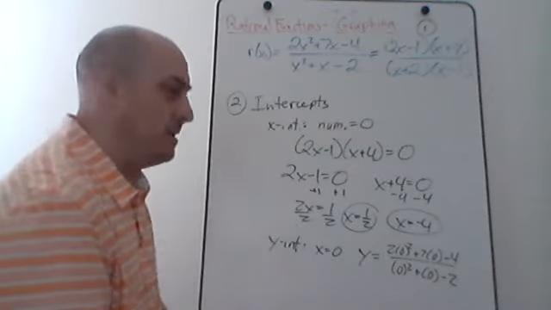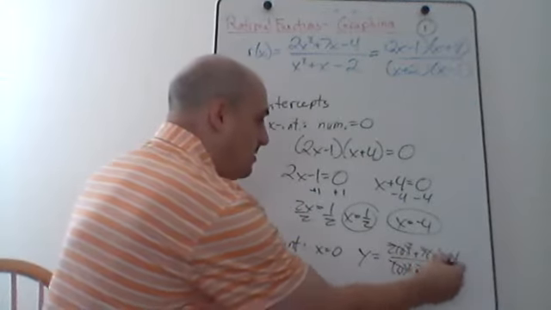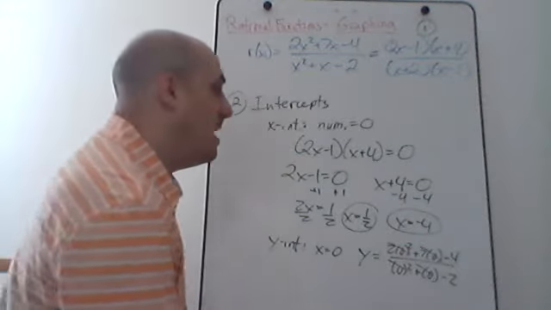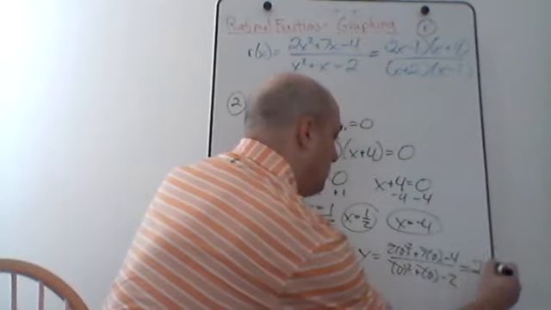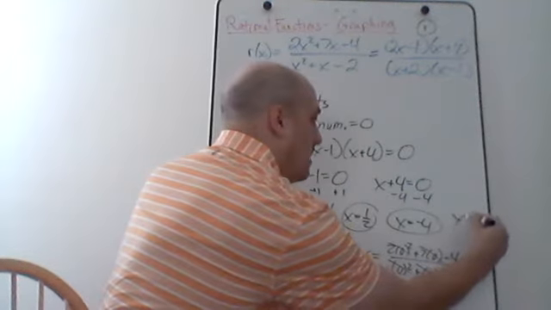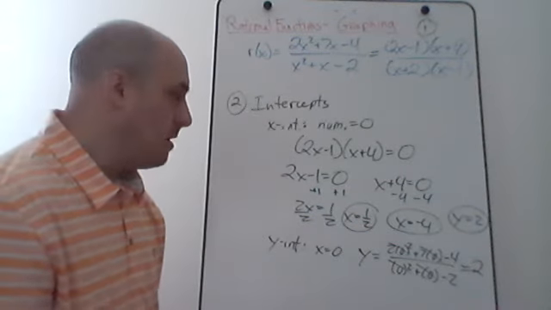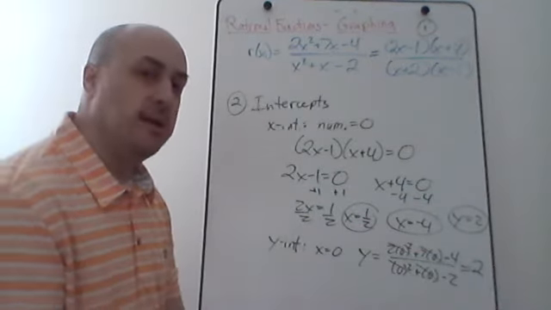And if you notice what happens, everything gets canceled out except for those constants at the end, the -4 over the -2, and -4 over -2 equals +2. So my y-intercept is going to be at y equals +2. To find your y-intercept, you plug in x equals 0.